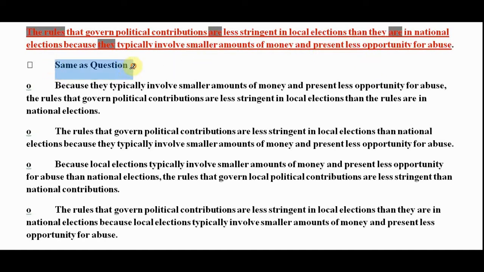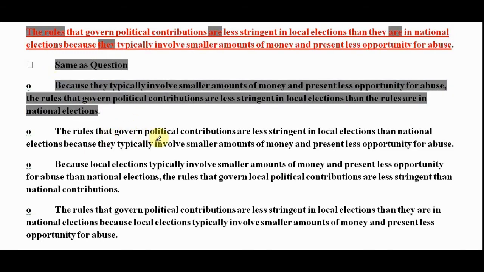So option A is out. Alright, option B: because they typically involve smaller amounts of money and present less opportunity for abuse. The rules that govern. By the way, whenever any clause starts, it should start with a noun instead of a pronoun, so that is the first thing, called redundant. First error. Anyway, here rules typically involve smaller amounts, the same problem that option A has. It should be local elections involve smaller amounts of money and present less opportunity for abuse. That is why rules are less stringent in local elections than rules are in national elections. So pronoun error. Option B is out.